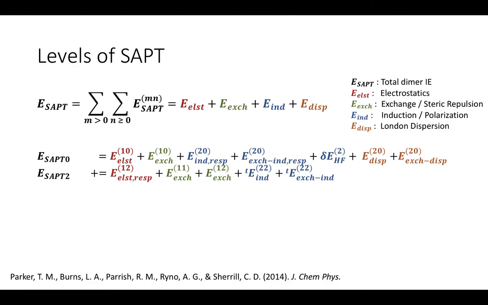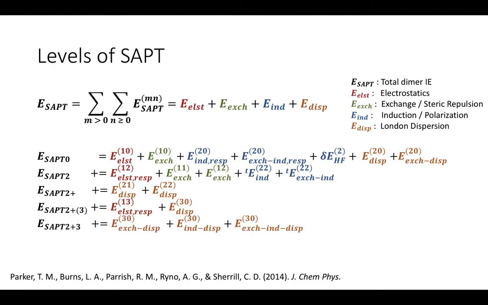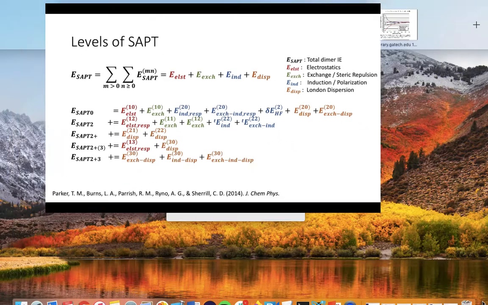We can add in some of the intramonomer correlation to get higher levels of SAPT, like SAPT2 and SAPT2+, and then even add some more intermonomer interaction to get SAPT2+(3) and SAPT2+3. So this sort of describes the set of different SAPT methods that we have available in Psi4, increasing in both accuracy and cost. And with that, let's actually run some SAPT calculations in Psi4.